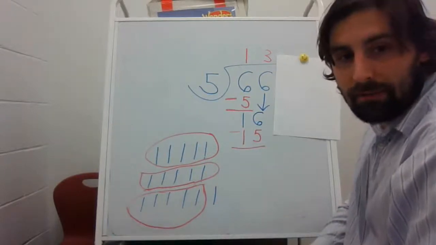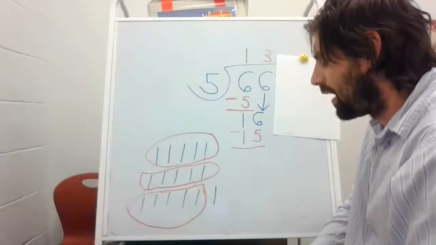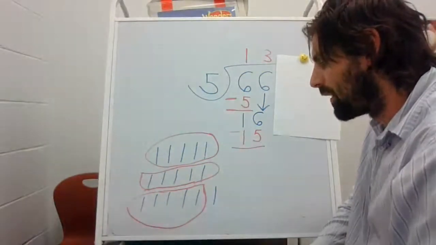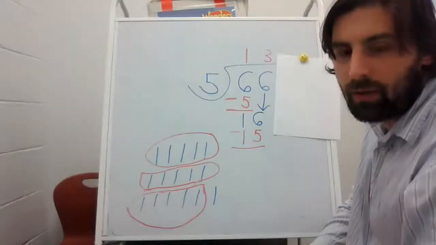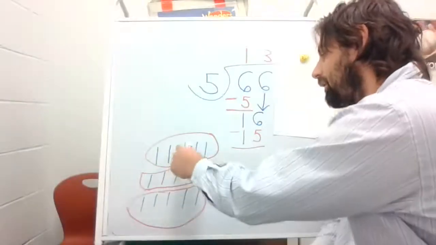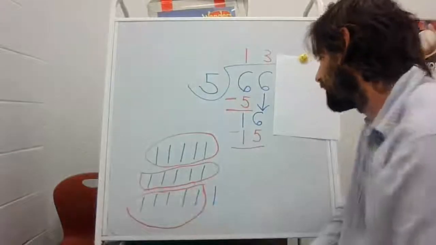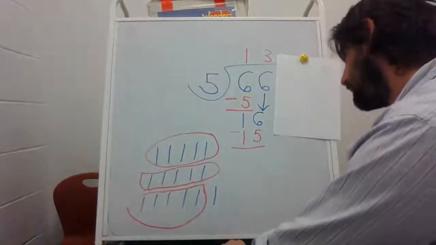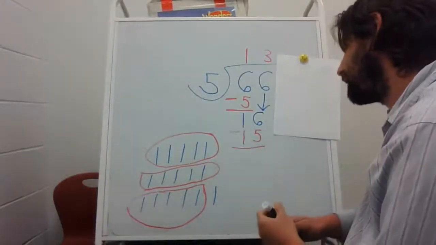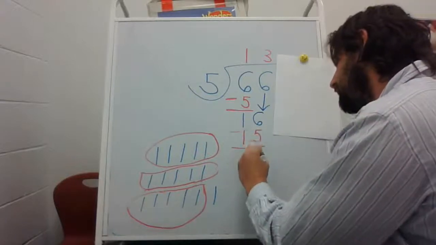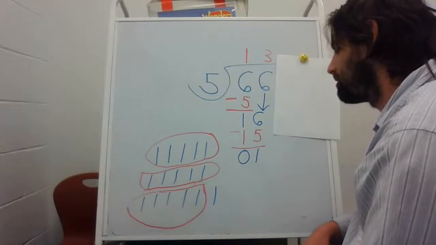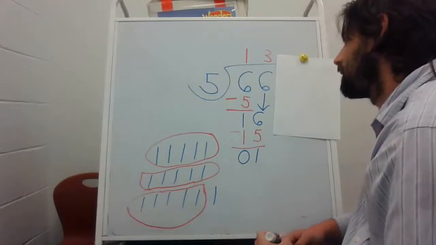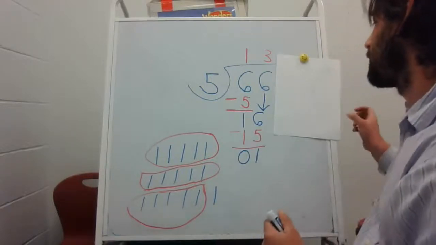Now, if you're able to skip count, this does go faster. I counted one by one, and I counted the 15 tallies, and there's nothing wrong with doing it that way, but the quicker way would be to just count by 5s. 5, 10, 15. All right. So now I have 16 minus 15. 6 minus 5 is 1. 1 minus 1 is 0. So I have a remainder of 1. 16 divided by 5 is 3 with a remainder of 1.